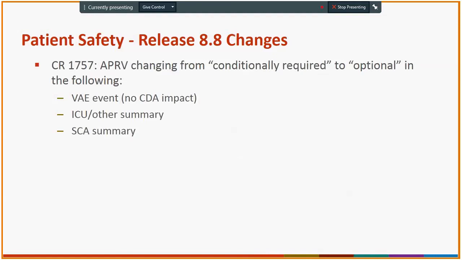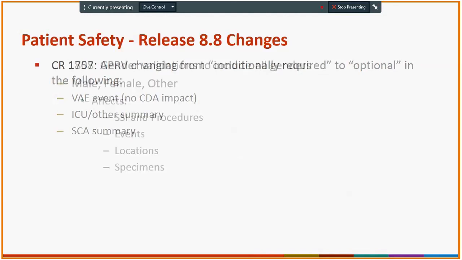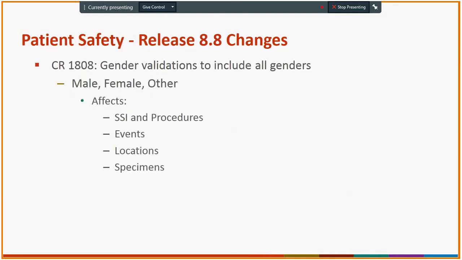CR 1757 is for the airway pressure release ventilation, known as APRV, field to change from conditionally required to optional. This affects the ventilator-associated event, which is currently manual entry only, but CDA is coming in 2019. Also affects the ICU Other Summary and the SCA Summary. Next slide.